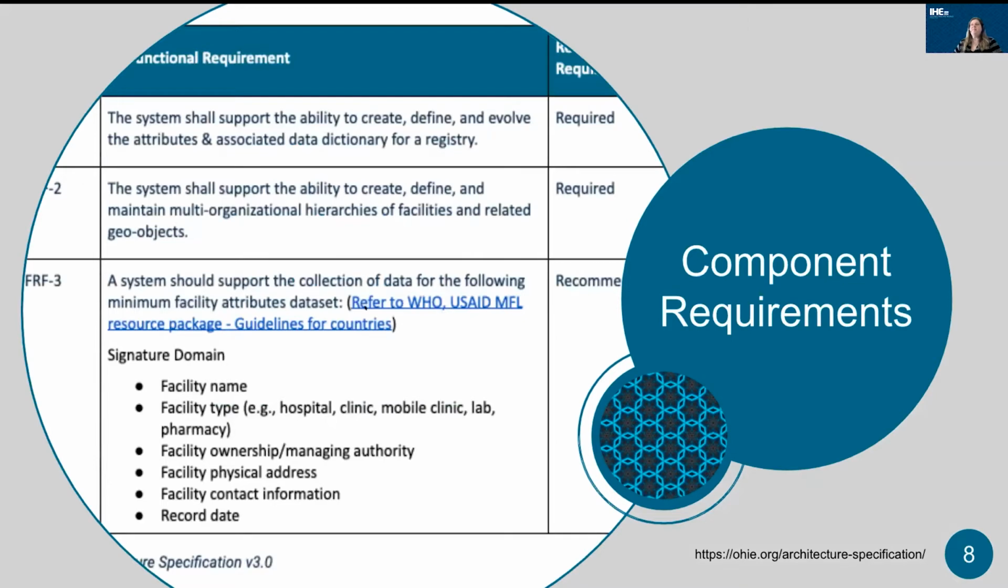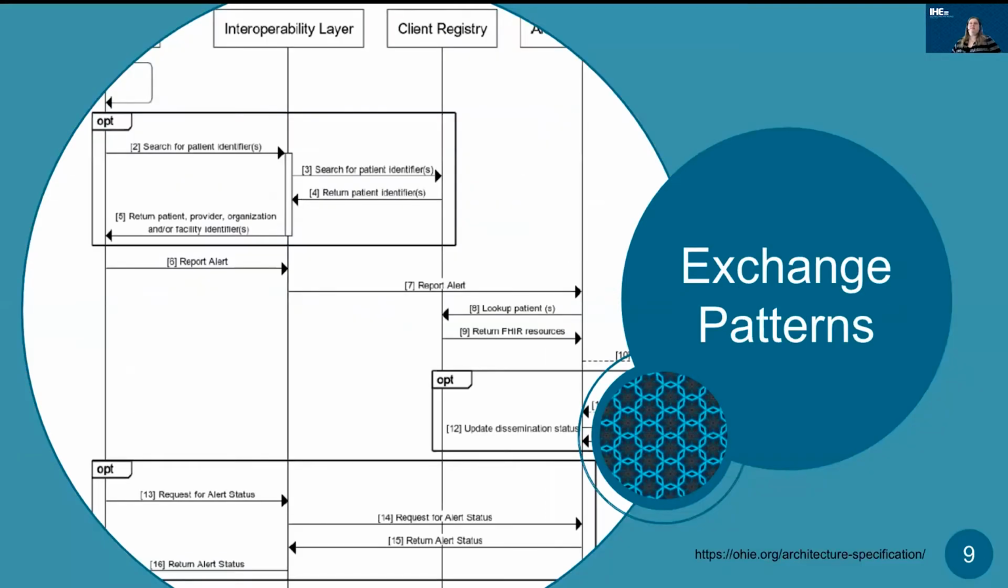We also have minimal component requirements. So each one of those entities that's on the diagram, we talk about what are the minimal requirements to actually be able to support some of these data exchange patterns. So that's outlined in the specification. And the third thing that the specification outlines is really shows what these exchange patterns are and how those exchanges happen between the different components in OpenHIE.